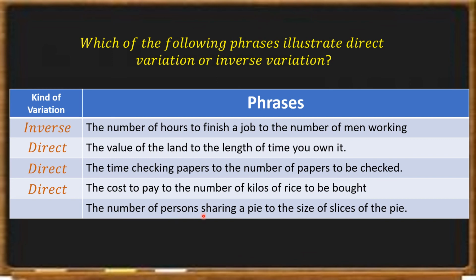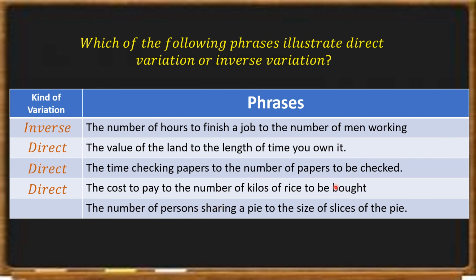Okay, the number of person sharing a pie to the size of slices of the pie. So, halimbawa, may pie ka, 4 lang kayong maghahati-hati. So, anong gagawin nyo doon? So, parang 4 quadrants. Sa Cartesian plane, malalaki, 4 na quadrants. 4 lang kayo naghati nun. So, malalaki ang share ng slices. Okay? So, 4, malaki yung share ng slices.